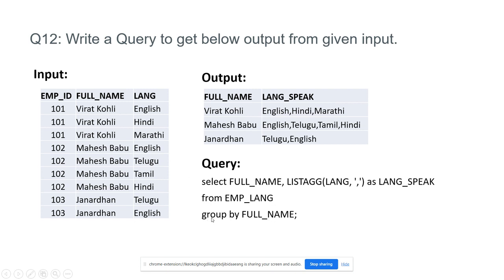So suppose this table is employee lang. Whenever you are doing some aggregation, definitely you have to mention the group by column. So I want to apply group by on either employee ID or employee name, and I'm applying this LISTAGG on the language field. Whenever you run this query, the output will come like this. If you want to see, I can show you.